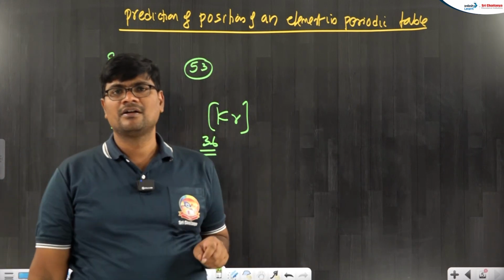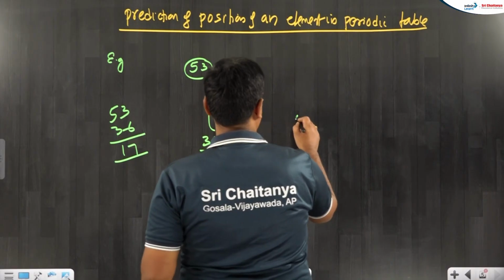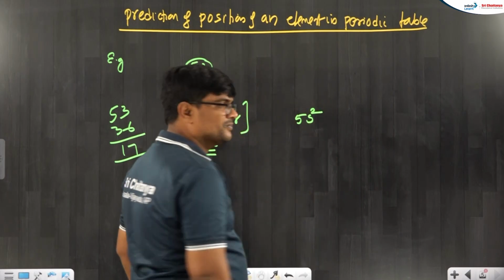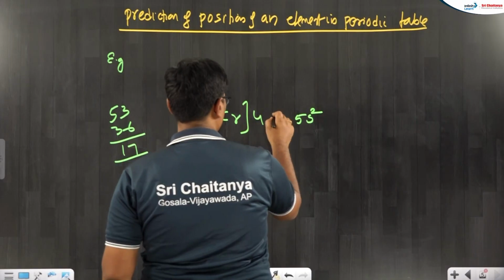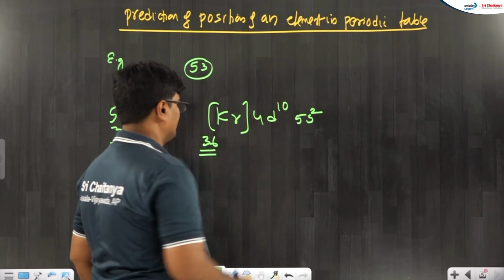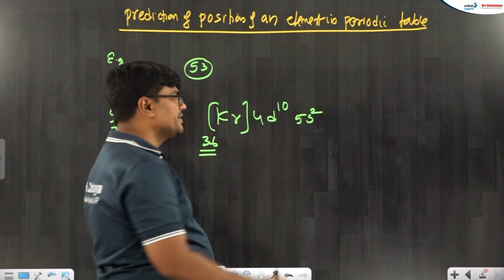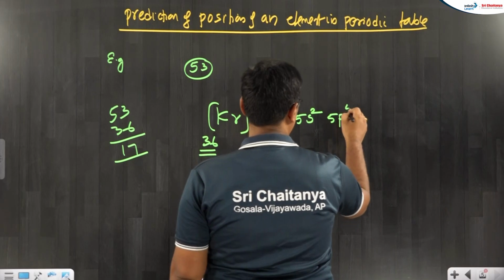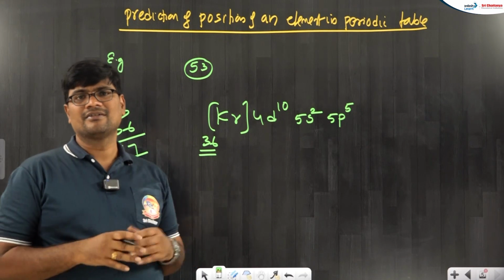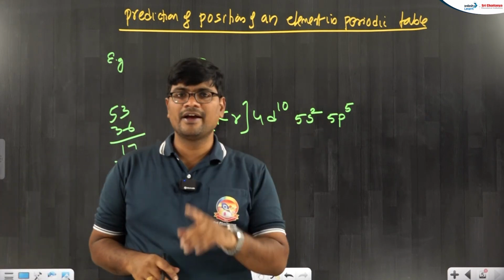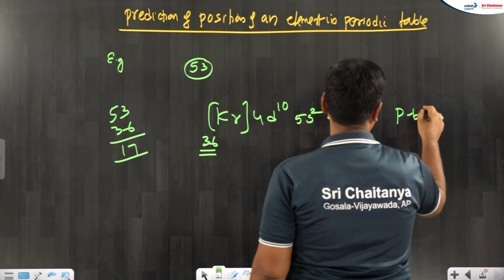Now after krypton, what are the orbitals we will get? We get the 5s orbital, which I write as 5s2. After 5s, 4d has to be filled, so 4d10. Out of 17 electrons, 12 are filled, and the remaining 5 electrons go in 5p, that is 5p5. Since the last electron is filled in a p orbital, this is a p block element.